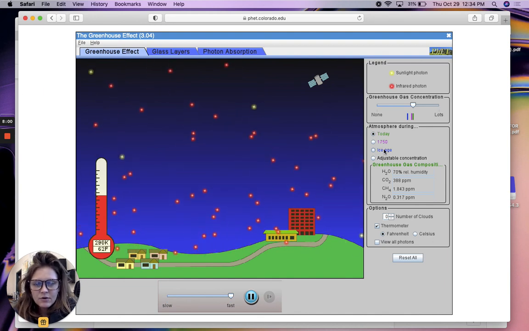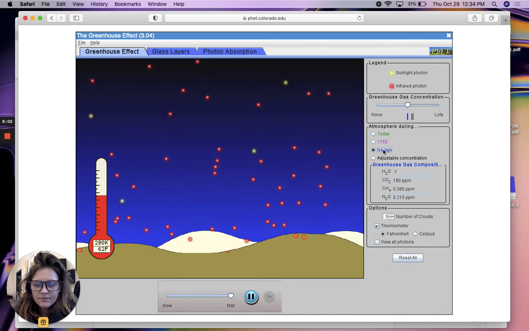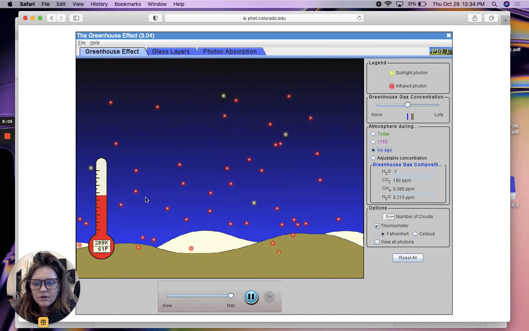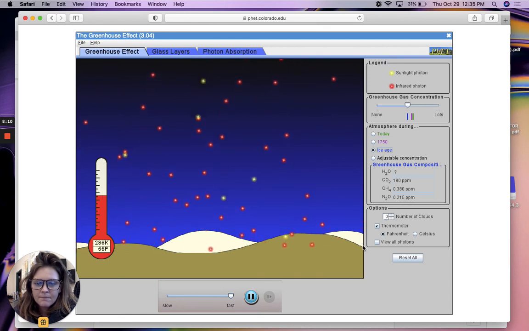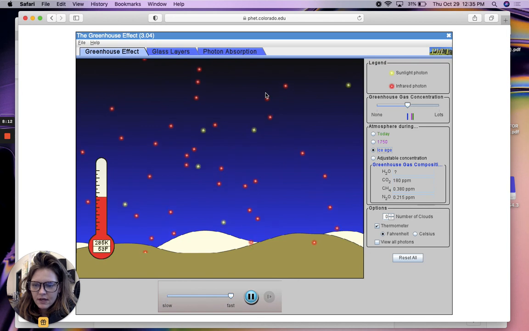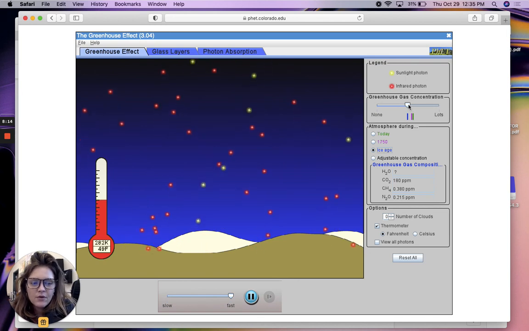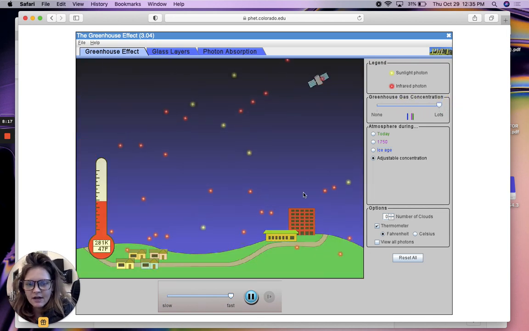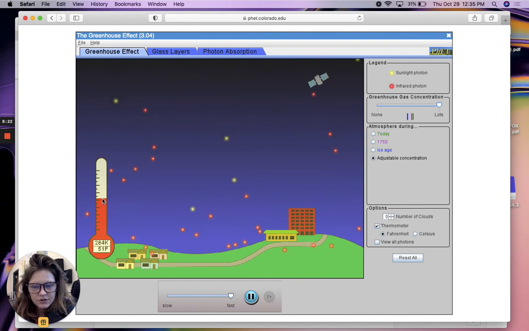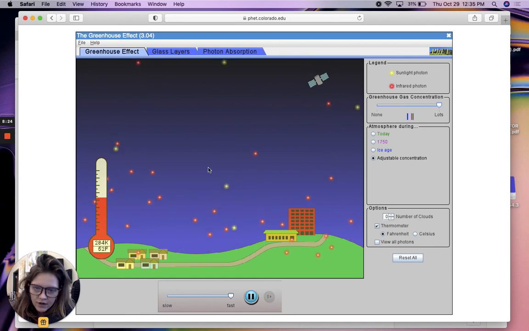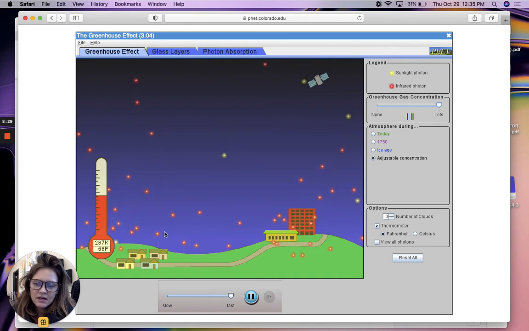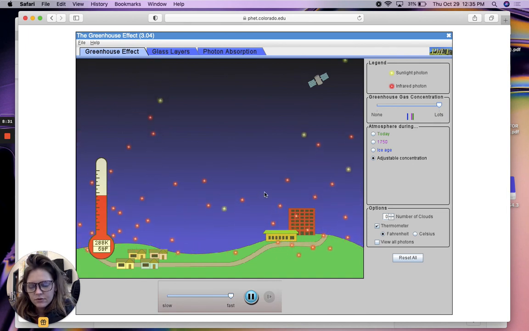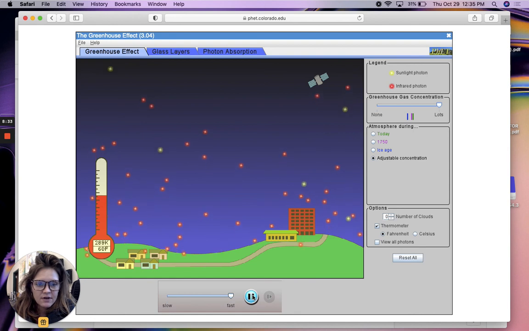During the most recent ice age, there were a lot less greenhouse gases in the atmosphere, and so more heat was able to escape to space. If we put way more greenhouse gases in the atmosphere than we have today, we can see what happens. The temperature is going to rise rapidly because there's more molecules here that are absorbing and then re-radiating those escaping heat molecules. So that's the greenhouse effect.